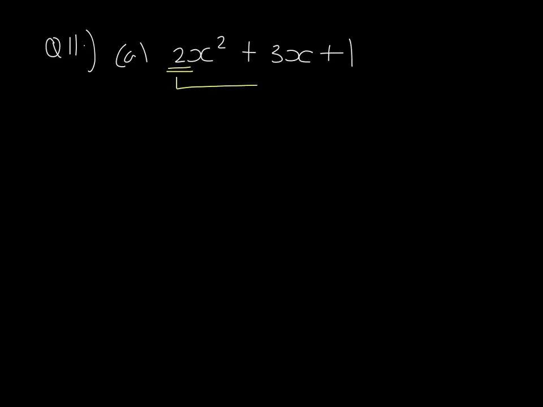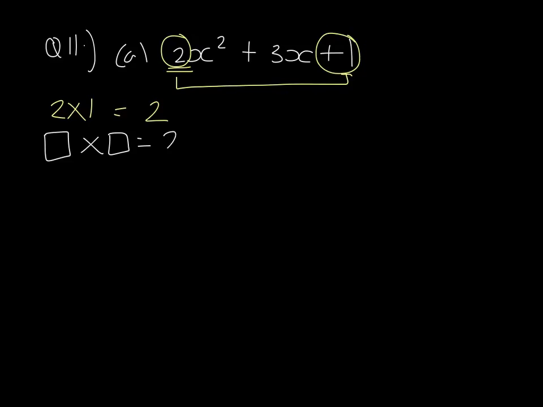The first thing that we need to do is multiply together the 2 and the positive 1 at the end, which gives us 2. We now need to find two numbers which multiply together to give us this 2, and which add together to give us the positive 3 from the central term here. Now, there is only one combination of numbers that will do that. 2 multiplied by 1 is 2, 2 add 1 is 3.